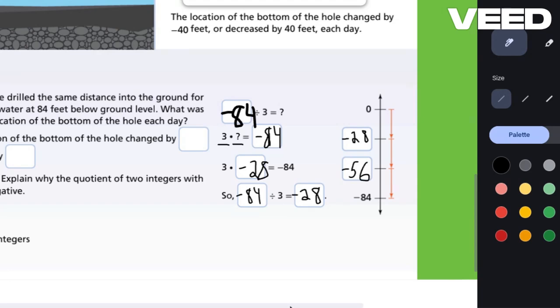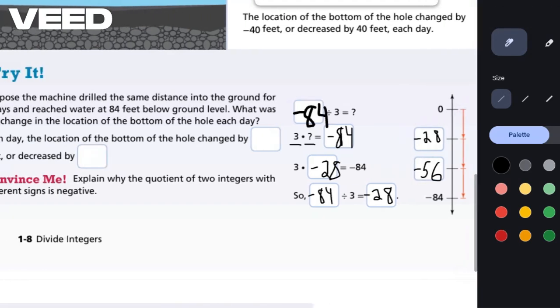Okay, so to answer this problem here, the location of the hole changed by negative 28 feet each day, or decreased by 28. Here we don't need the negative because it already uses the word decreased.